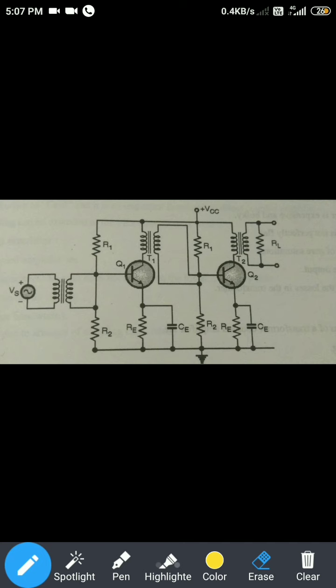Basically, the very first advantage is impedance matching. The next advantage is higher voltage gain. The third advantage is that the DC biasing of each individual stage will remain unchanged even after cascading. So if you connect any number of stages, the DC biasing will still remain unchanged. Next, some disadvantages: due to the use of coupling transformers, the circuit becomes bulky and expensive too. Next, there may be a possibility of core saturation.